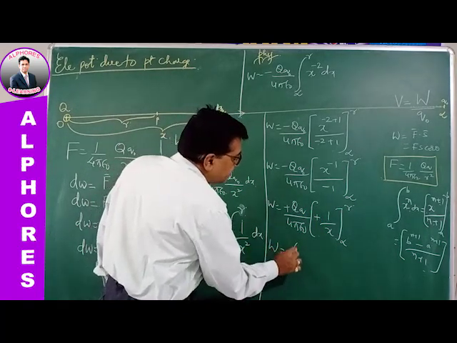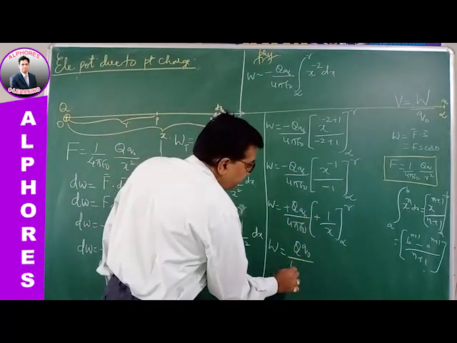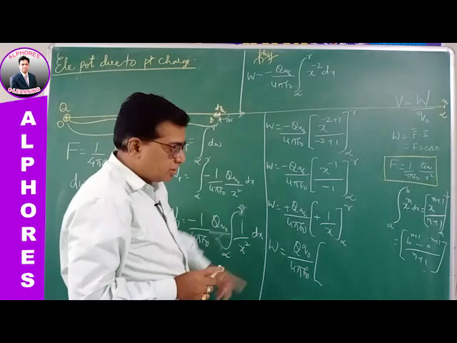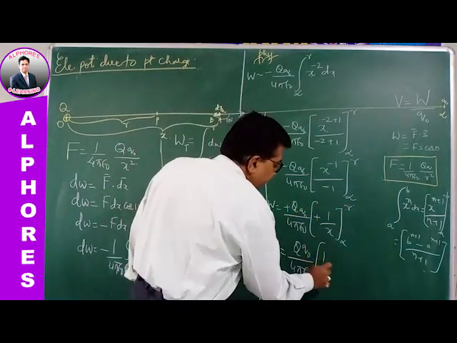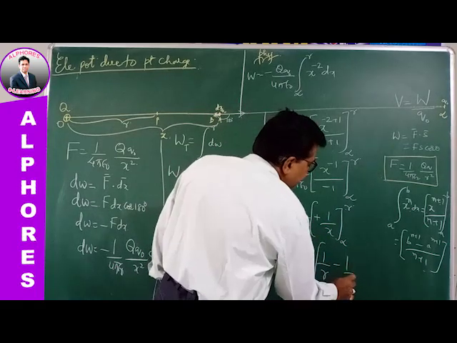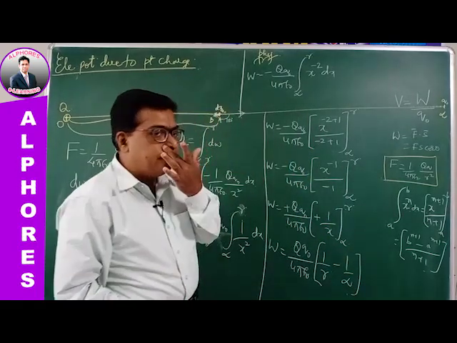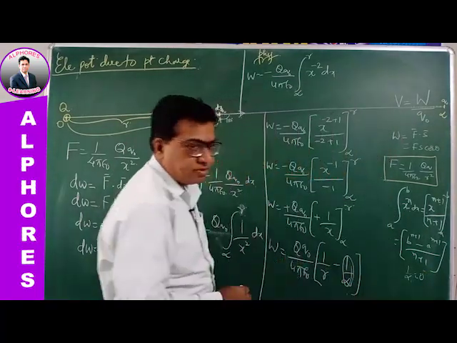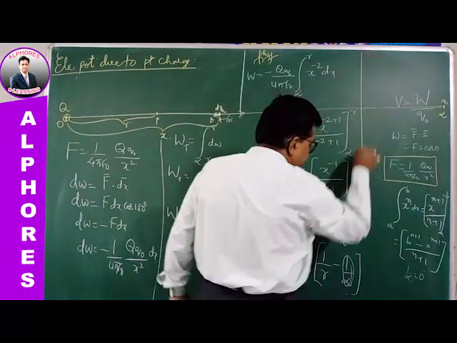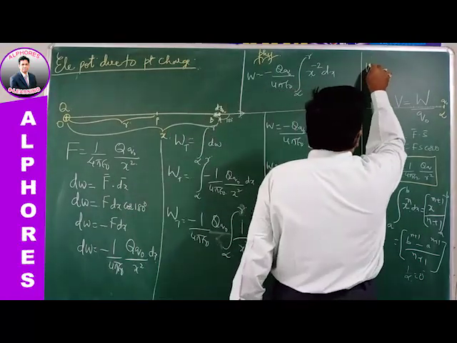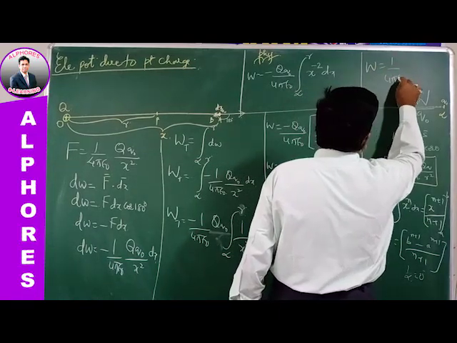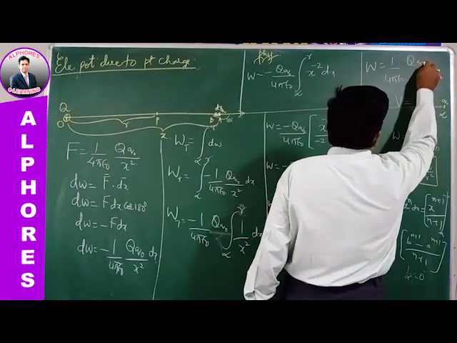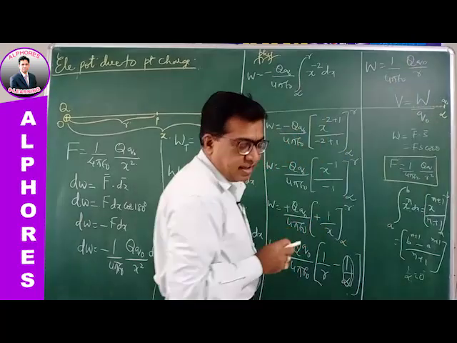So I get W is capital Q small q naught by 4 pi epsilon naught. Now substituting the upper limit and lower limit. Upper limit 1 by r, lower limit minus 1 by infinity. Well, you know 1 by infinity, infinity is indeterminate, so 1 by infinity I can take as 0. So this term becomes 0. Therefore the work done W is equal to 1 by 4 pi epsilon naught capital Q small q naught by r. This is the formula I have deduced.